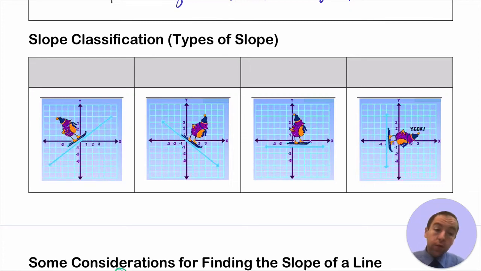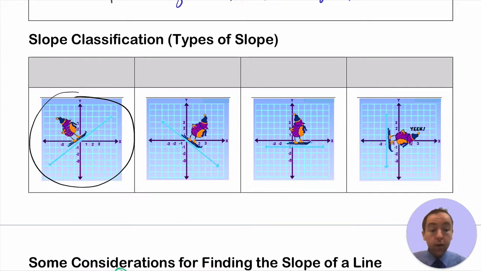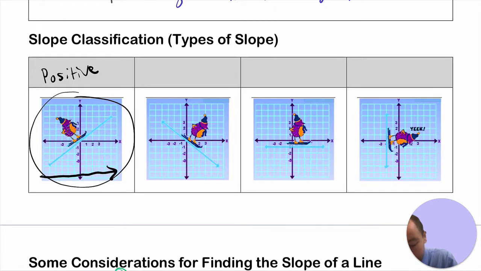There are four different types of slopes. So the first of which right here is when you are traveling from left to right, then you can see that the penguin is ascending upwards. So whenever that is occurring, we have a line that has a positive slope. But if from left to right we're decreasing in elevation over time, then that's going to be a slope that is considered to be negative.